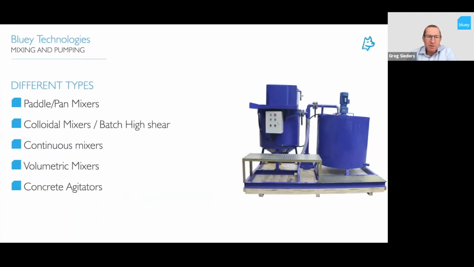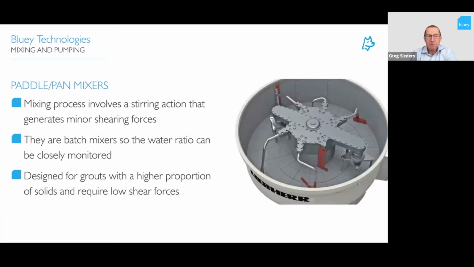Now there's mixer selection. There are different types of mixers for different applications and different grouts. These are the main mixers on the market. You've got pan and paddle mixers, colloidal and high shear batch mixers, and continuous mixers. You've got volumetric, which is a bigger version of a continuous mixer. Then your concrete agitators. I'll just give you a run-through of all the different types of mixers, what they're good for and their applications.